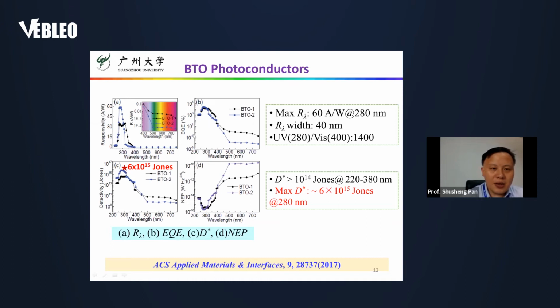And the detectivity is higher than 10 to the 14th power Jones in the UV wavelength range from 220 to 380 nanometer, with a maximum value of 6 multiplied by 10 to the 15th power at 280 nanometer.